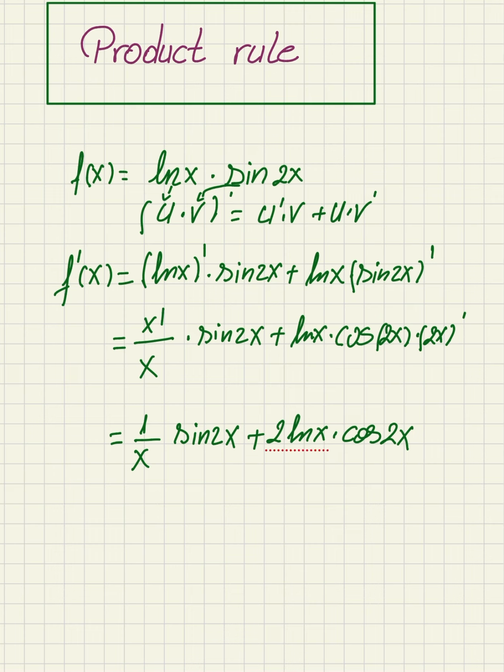Why did I write it as a product? Because ln is the logarithm function and sinus of 2x is the trigonometric function. For this reason, I have two different functions. In this case, we can use the product rule as I said in the beginning.